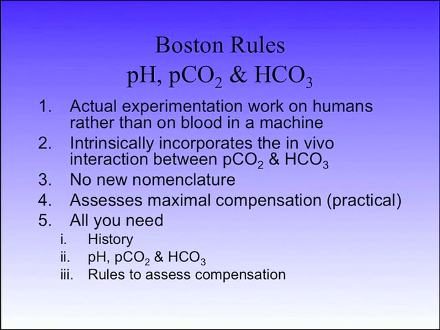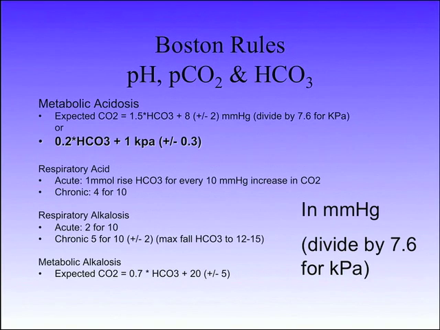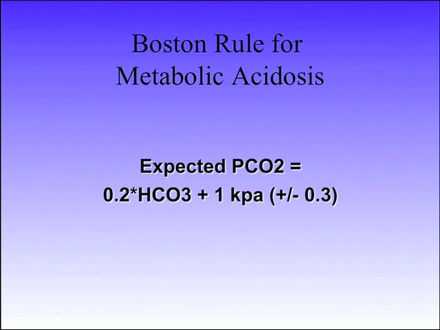They came up with rules, and because it was American, they're mainly in millimeters of mercury. The only one I'm going to teach you is this rule. In metabolic acidosis, the expected carbon dioxide equals a fifth of the bicarb plus 1, plus or minus 0.3. And if any of you have MedCalc on your phones or devices, just go down to expected CO2, and there you'll have it. It's there on the MedCalc as well, so it's not just me making this up. And what this is doing is it's resetting the normal value for judging appropriate compensation.